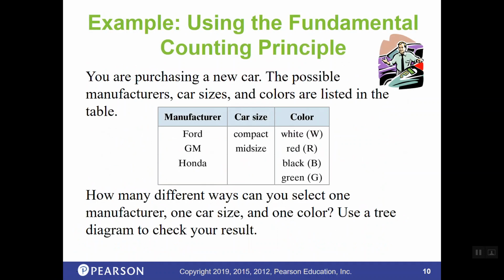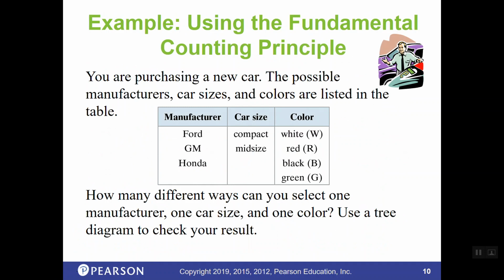So here we go with this example. You're purchasing a new car. The possible manufacturers, car sizes, and colors are listed in the table. The manufacturers are Ford, GM, and Honda. Personally, I'm offended that Toyota is not there, but that's fine. Car size: compact or mid-size. Color: white, red, black, or green. Yes, my car color is not there either, but that's fine. How many different ways can you select one manufacturer, one car size, and one color? Use a tree diagram to check your results.